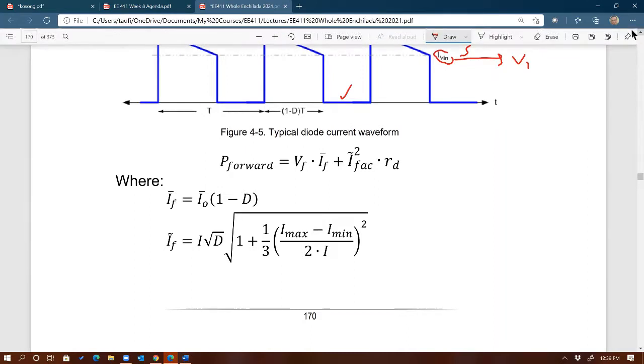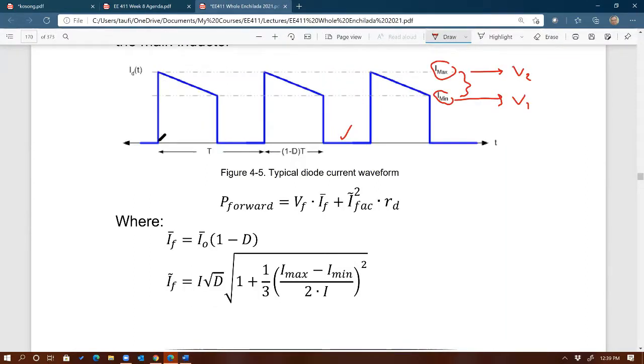Anyhow, for most of our DC-to-DC converters, the diode current looks like this: a trapezoidal waveform with the ramp-down slope. That corresponds to the discharging path of the inductor, so that's why it looks like this. You probably remember from EE410 that we derived the equation for the average value of the current through the diode.